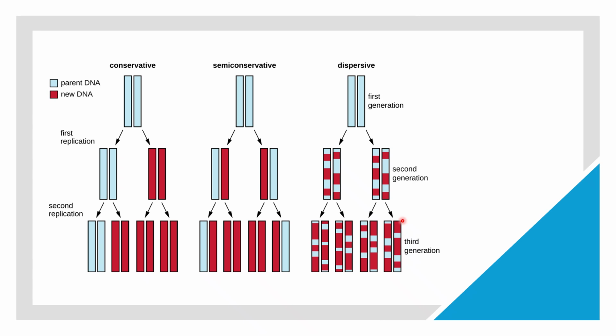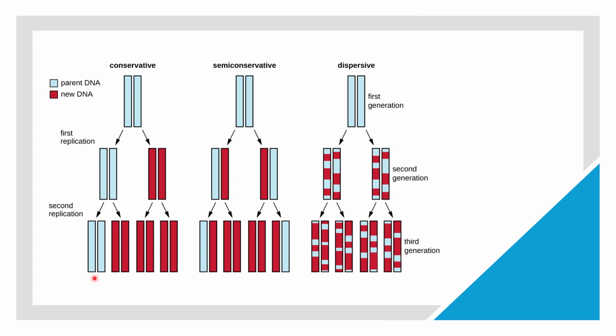The semi-conservative model explained that each new DNA molecule consists of one original strand, as you can see here in blue, and one new strand in red. So it is a mixture of one parental strand and one newly synthesized strand.